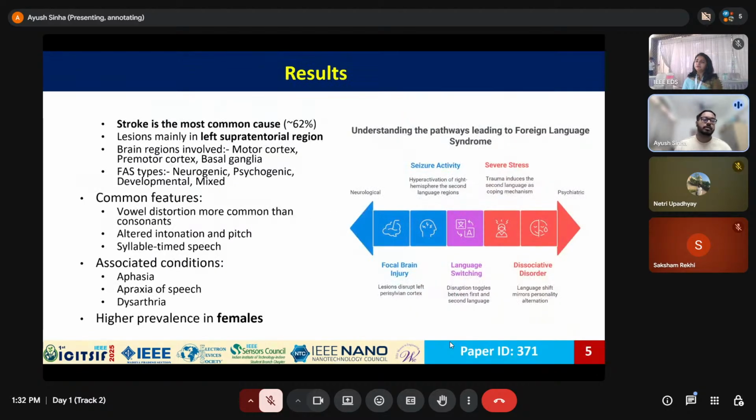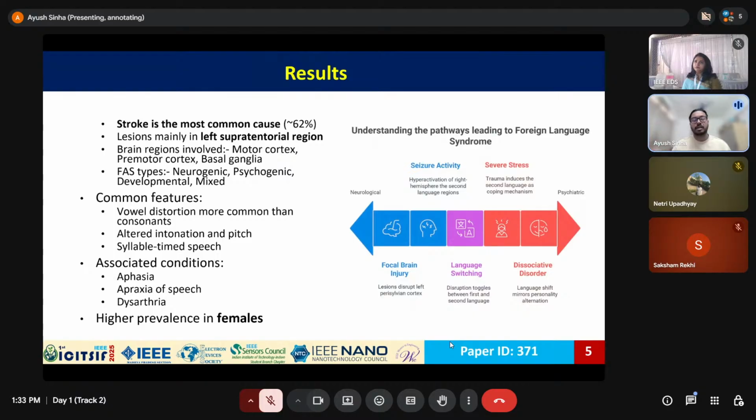The results which I got from my research were that stroke is the most common cause. 62% of the causes which lead to foreign accent syndrome is stroke. And the lesion is mainly in the left supratentorial region of the brain. It involves the motor cortex, premotor cortex, and the basal ganglia. And foreign accent syndrome can be divided into primarily 4 types: neurogenic, psychogenic, developmental, and mixed. So mixed is more about the mixing of the neurogenic and psychogenic causes, such as the example I have previously given in a road traffic accident.